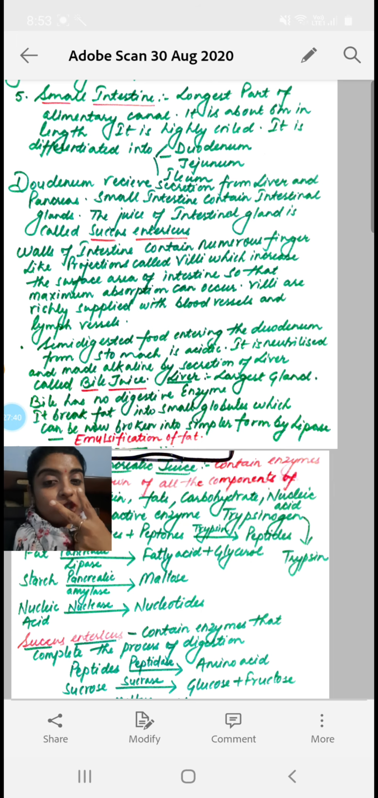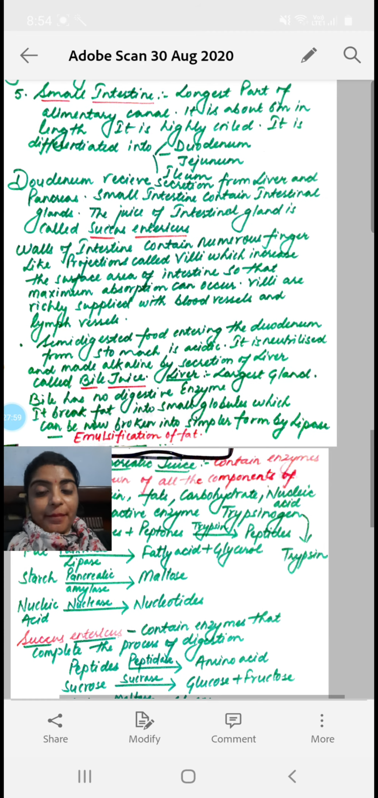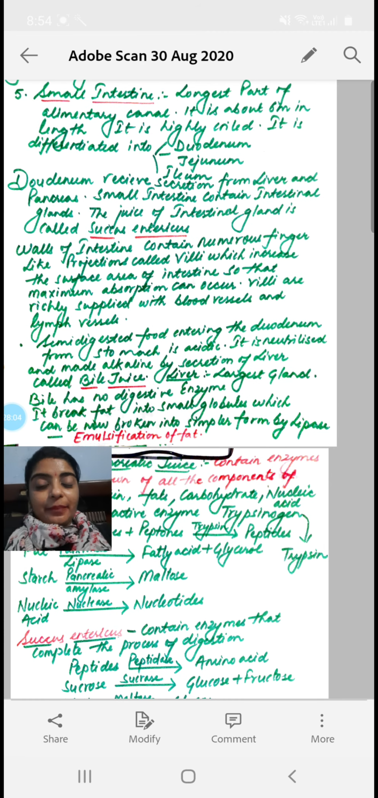तो मैंने यहाँ पर दो चीज़ें बताई small intestine के लिए. First one, that digestion will complete in the small intestine. Secondly, absorption, the maximum part of absorption also takes place in the small intestine. Now the name is small intestine, but here I am mentioning that it is the longest part of the alimentary canal. So the question arises over here, why is it named small intestine?